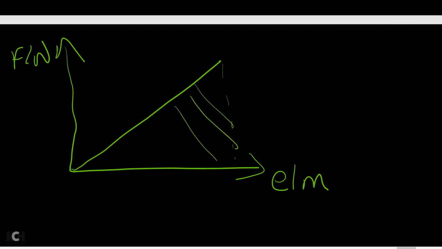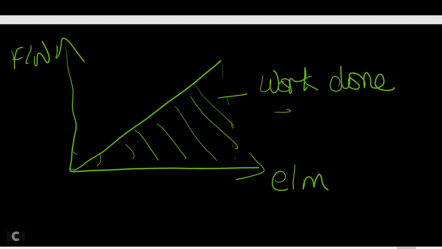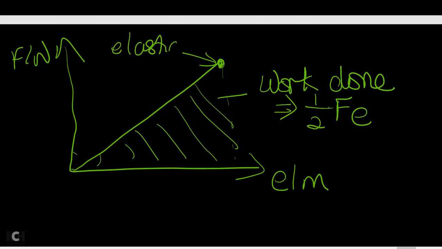So here, if I have a force extension graph, I want you to understand that the work done to stretch the body, that is the energy released, is the area under the graph. So typically, if the graph obeys Hooke's law, you'd expect a linear relationship, and that would be a half F by E. Now remember, the maximum point of obeying Hooke's law is called the elastic limit, right? Because beyond that, there is permanent deformation.